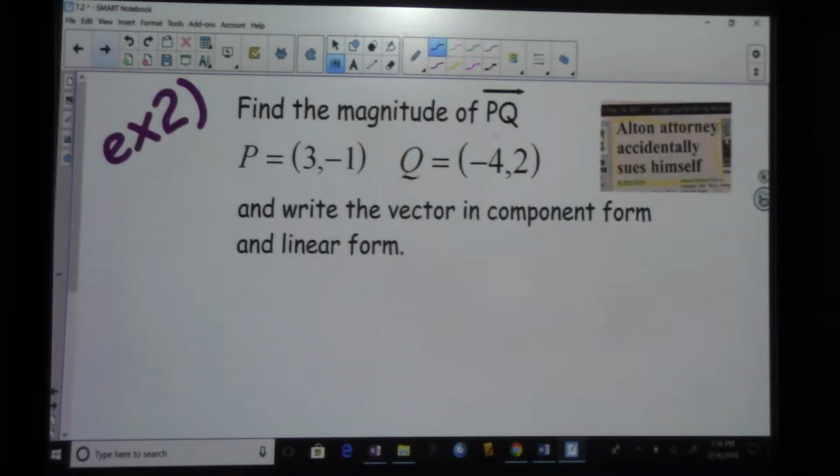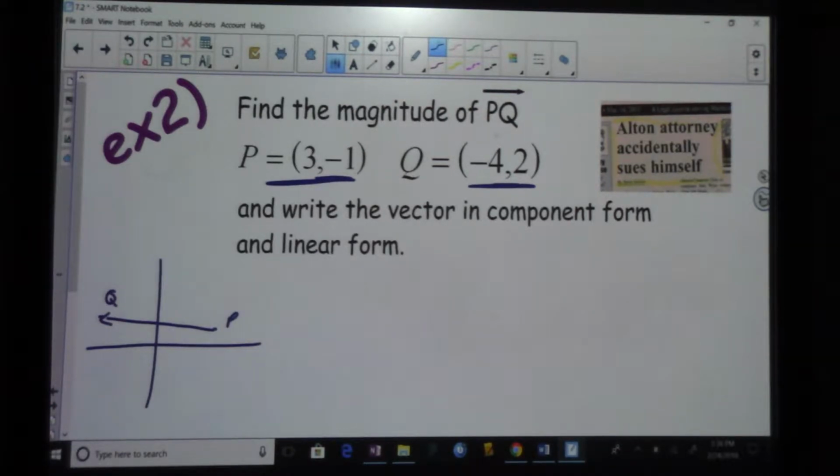So let's do a couple here. Let's find the magnitude of vector PQ given the initial point of P, the terminal point of Q. Now you can graph this if it helps you. But what's really going on, and we don't need to do this, I'm just going to do a little sketch so you see the idea. The 3, negative 1, there's P. Negative 4, 2, there's Q. So that's our vector that we're looking at there. Doesn't really need a picture, but if you want to visualize it.